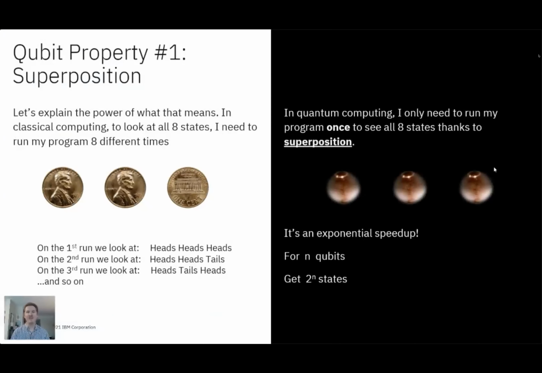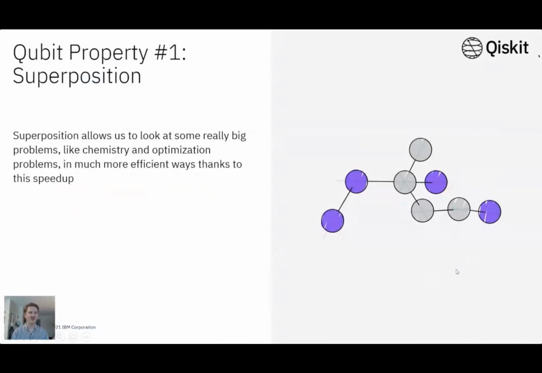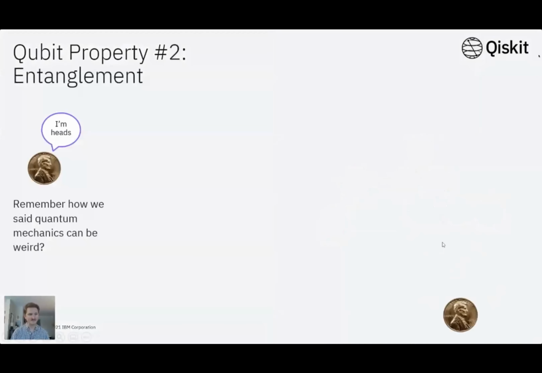For n amount of qubits, you get 2 to the power of n different states that you can look at. So superposition allows us to look at some really big problems like chemistry and optimization problems in much more efficient ways thanks to this speed up. Every time you add 1 qubit, the total amount of states doubles. This is the same as that dinner table problem, actually. Every time you add 1 person to the dinner table, the amount of possible states that you could put those people in doubles. Same here. So we're using that to our advantage here.